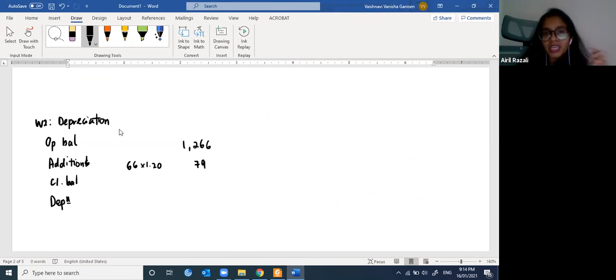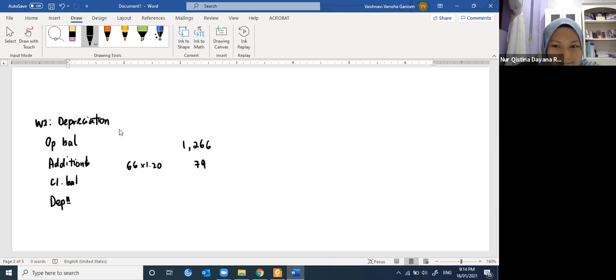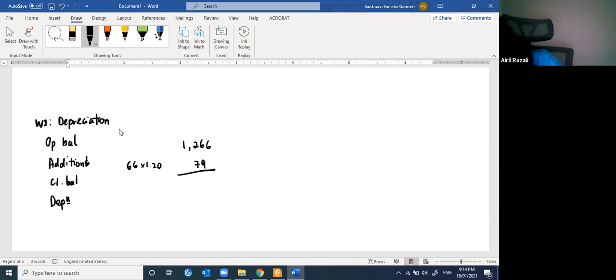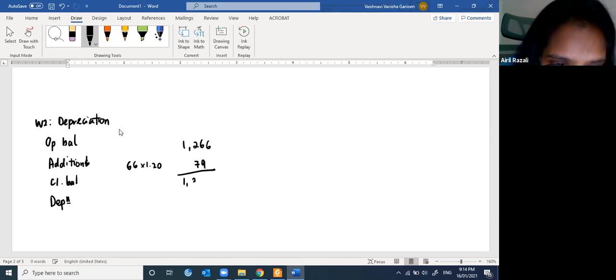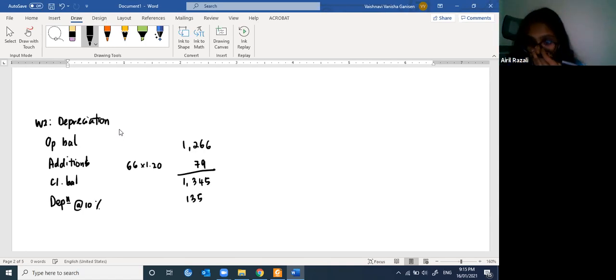So far, are you guys okay? Got any problem yet? Okay. Then you find the closing balance, 79 plus 1266. You get 1345. And then depreciation at 10% is 135.